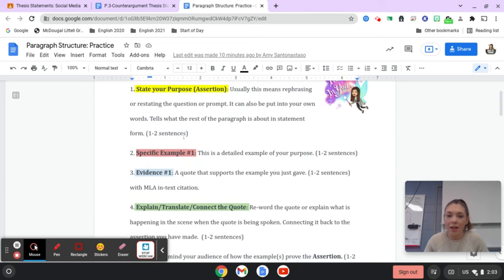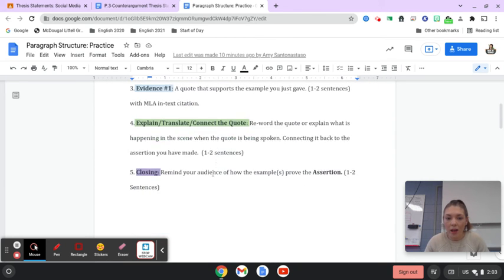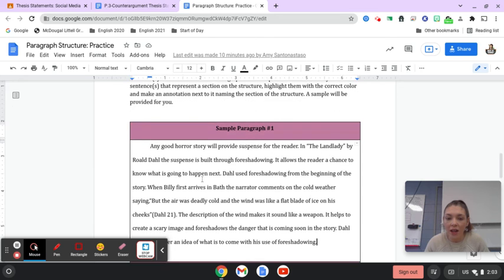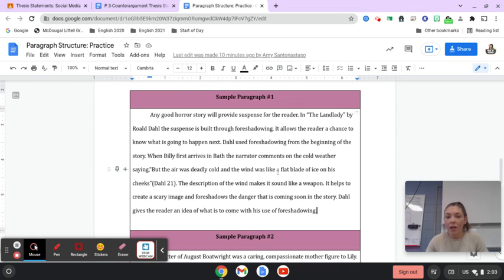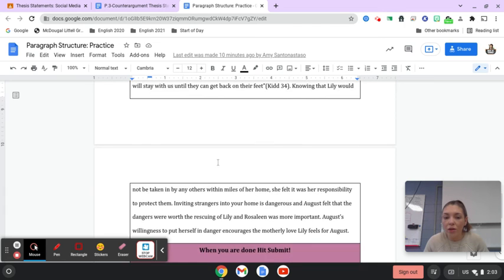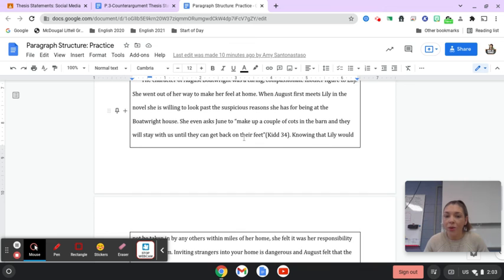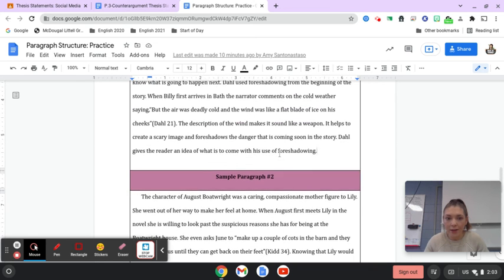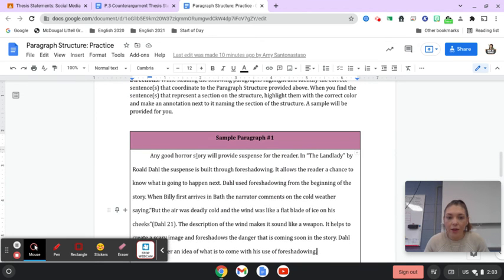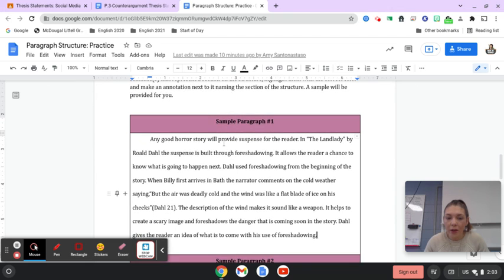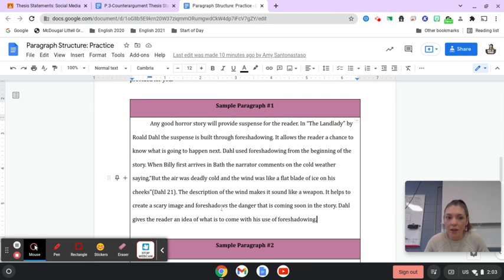Now, it's one thing to see these itemized in this way. It's another to be able to identify them within someone else's piece of writing. So this is the sample that we did in class today, just in case this is helpful. You were doing sample paragraph 2 independently, and you were hitting submit. So I'll check those over tomorrow in class. But for right now, we read through this sample paragraph and identified all of the elements from the paragraph structure.